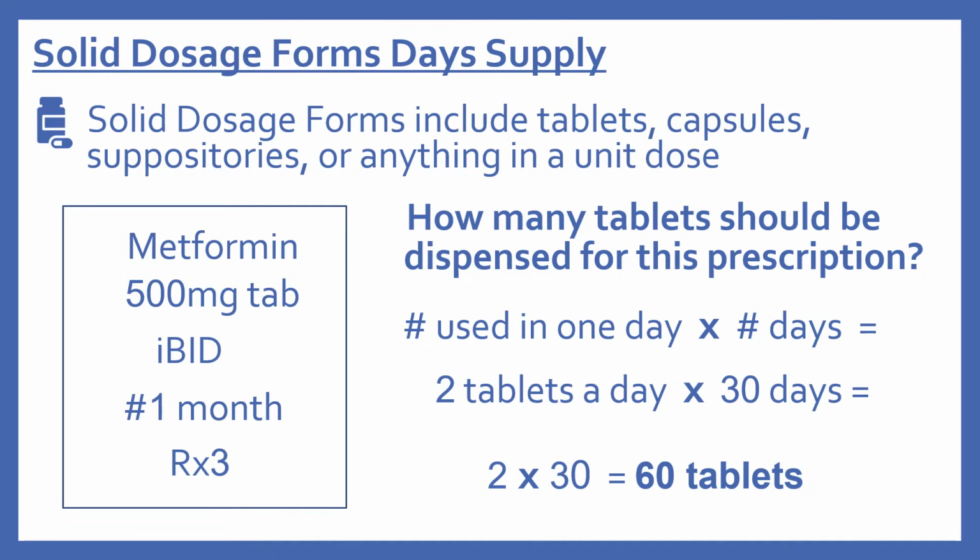So we'll take our number of tablets used in one day, multiply it by the number of days. That will give us the answer. So 1 BID, that's twice a day, so that would be a total of 2 tablets in a day, times 1 month. 1 month, a good number to use for that is just 30 days because that's a good round number. So 2 times 30 will be 60 tablets.